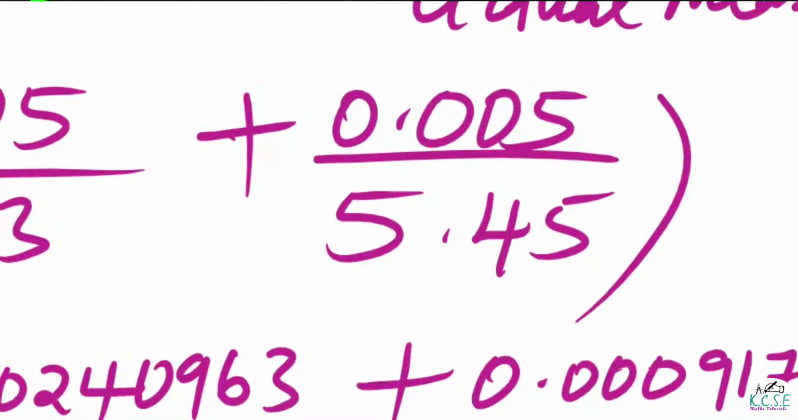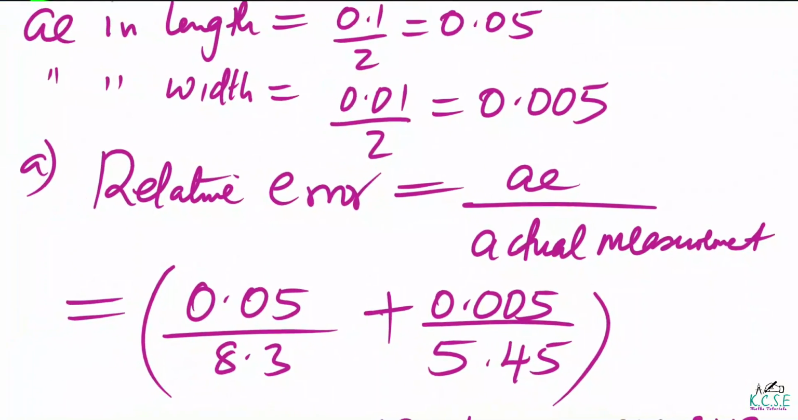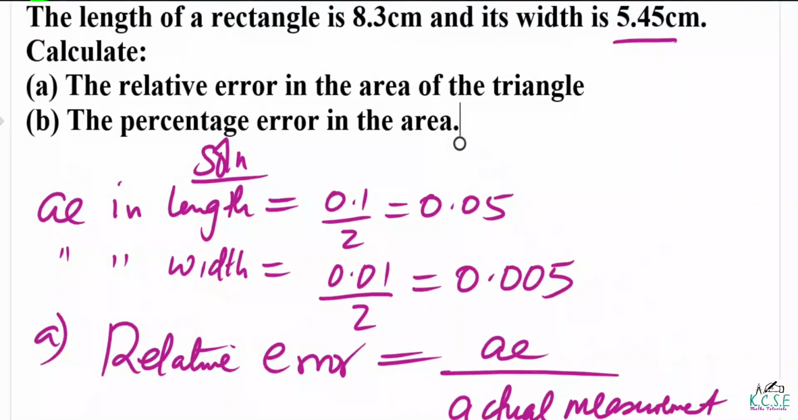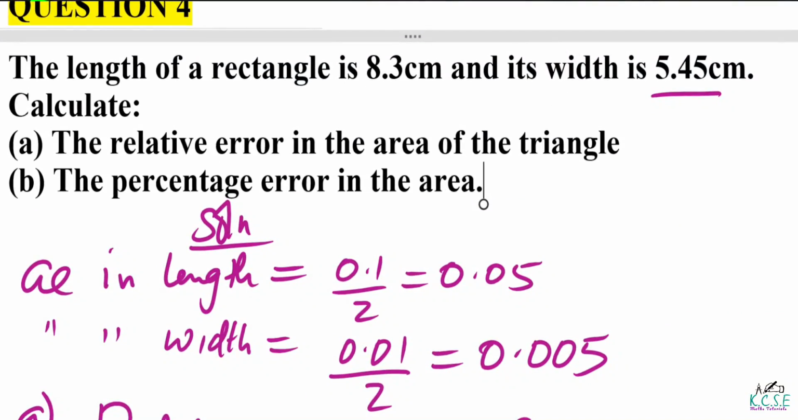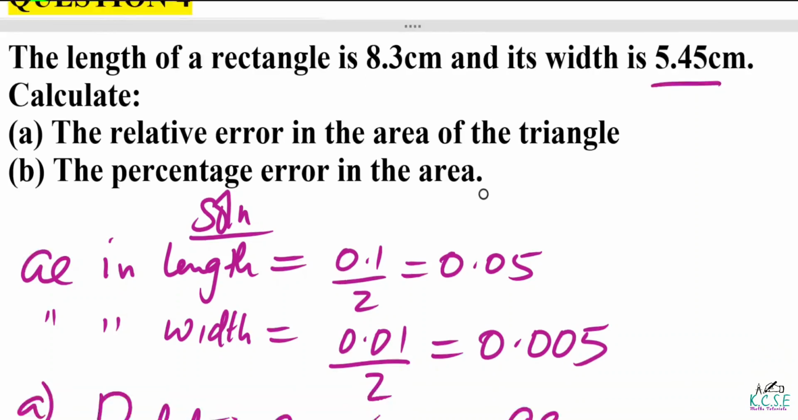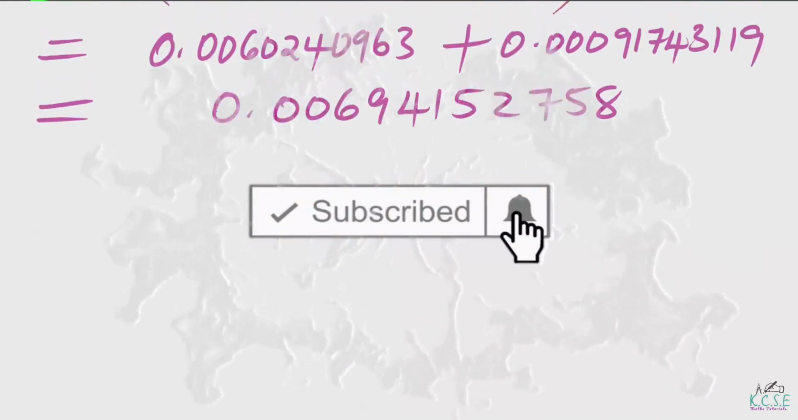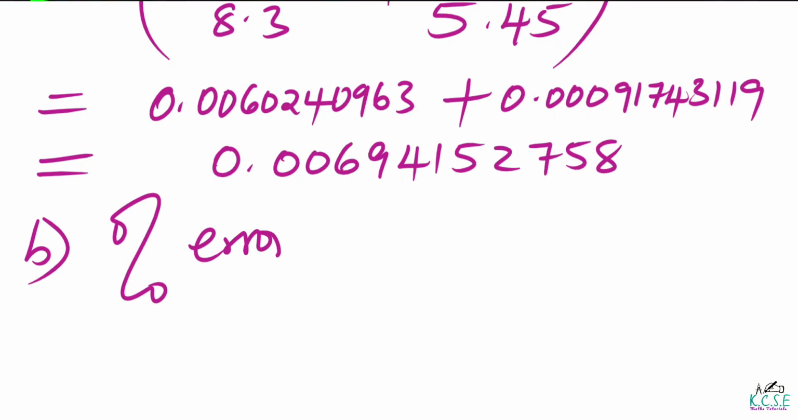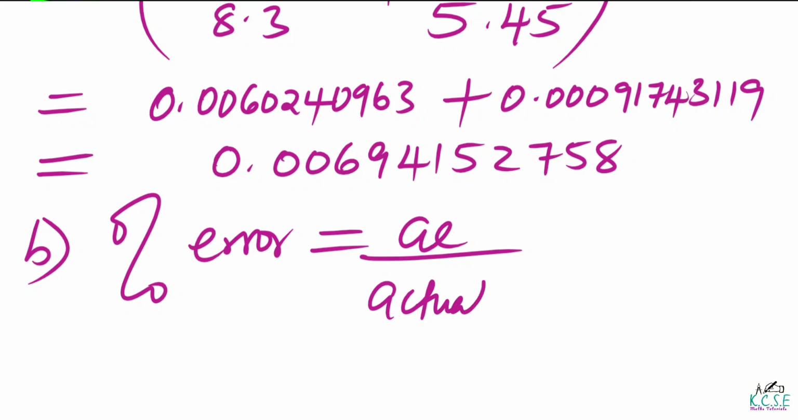Then the second question, sorry for this zooming. Let me zoom this one for proper view. The second question, part B, asks for the percentage error in the area. Percentage error is obtained by another formula: the absolute error over the actual measurement, which is the actual area, multiplied by 100.